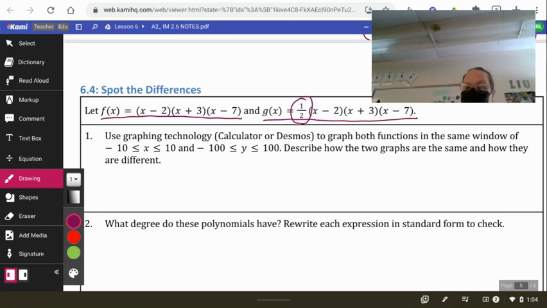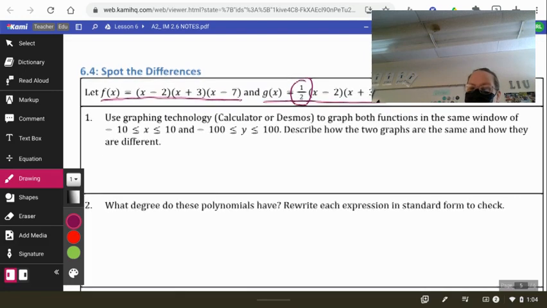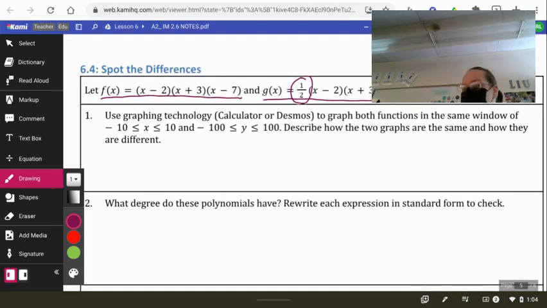What I would encourage you to do is get out either your Chromebook, or if you have a graphing calculator in front of you, type these two in, see what they look like. What's different about them? How are they the same? This asks right here, describe how the two graphs are the same and how they are different.